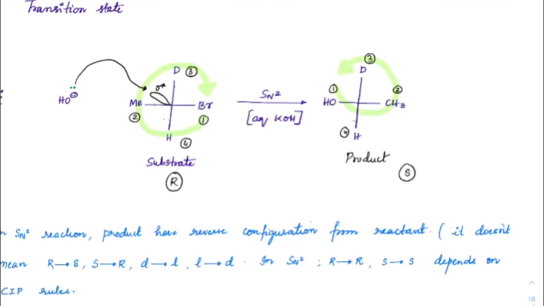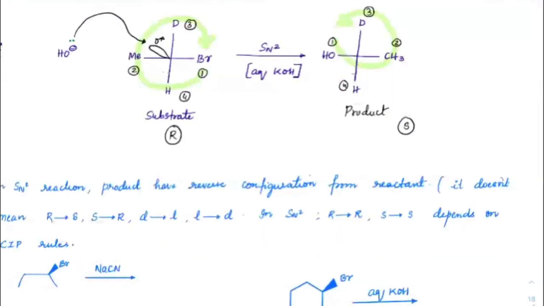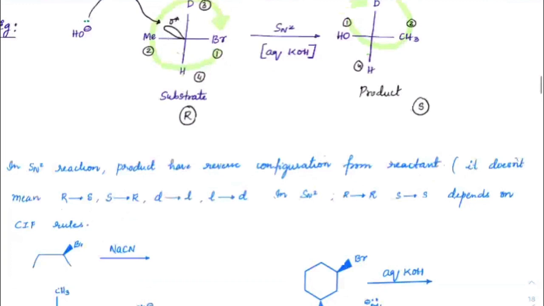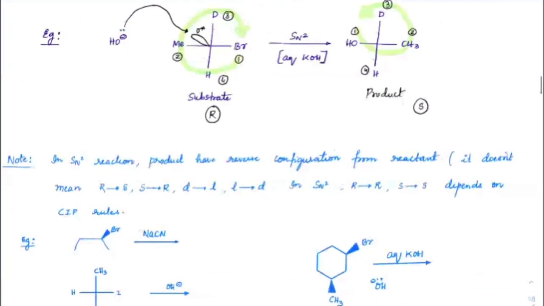Okay. So what happened? Configuration got inverted, or rather configuration got changed. So configuration underwent inversion. This type of inversion is called Walden's inversion. Now, a very important thing to note: does that mean every time R has to become S or S has to become R? Not necessarily. Inversion does not mean that.